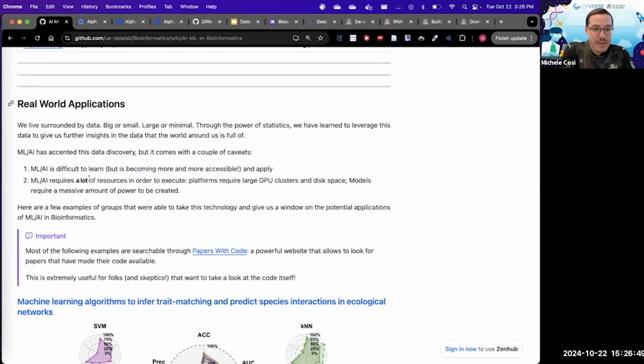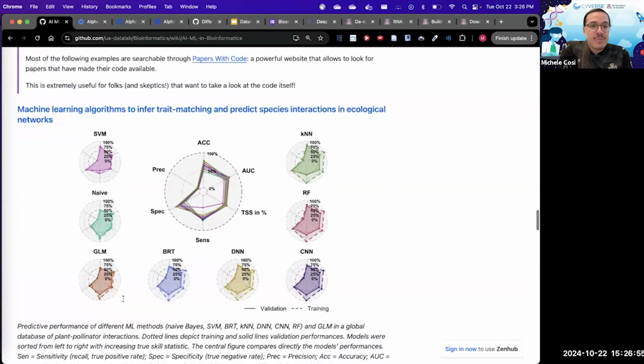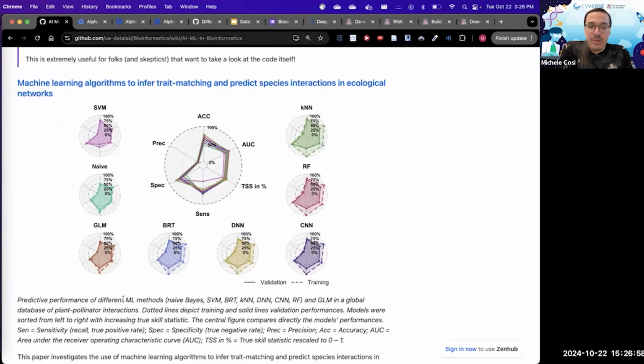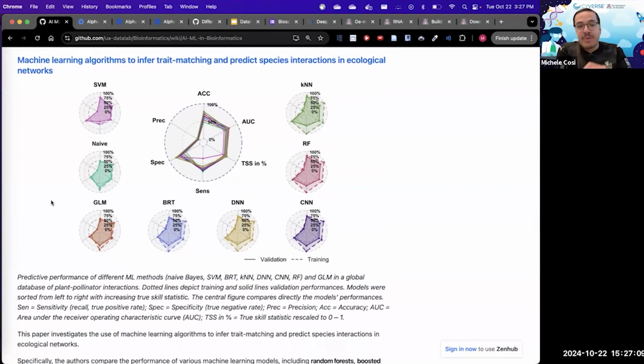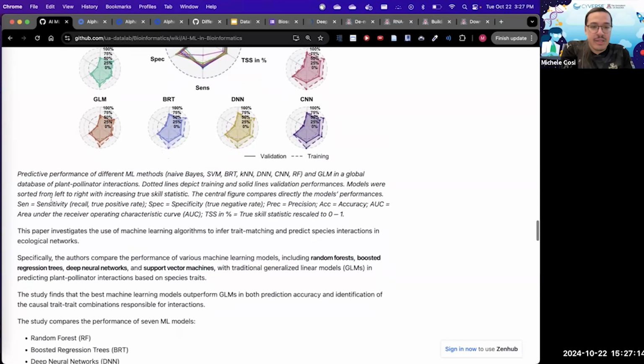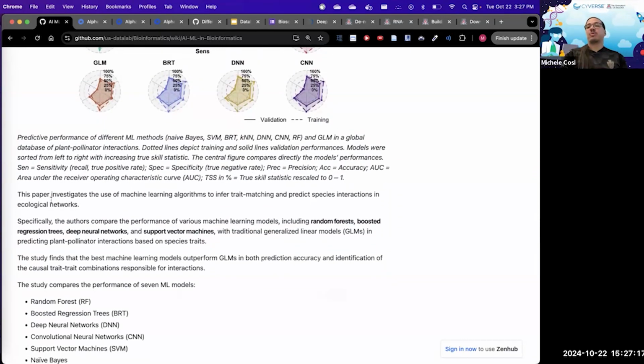I'm going to close this up because I did want to mention that this is a resource out there. The first paper that I wanted to look over is Machine learning algorithms to infer trait matching and predict species interaction in ecological networks. I'm putting this image right here, but I'm going to come back to it in just a second. Essentially within this paper, what the researchers did was compare different machine learning methods, the ones that Carlos talked about earlier. These are the more classical machine learning methods.